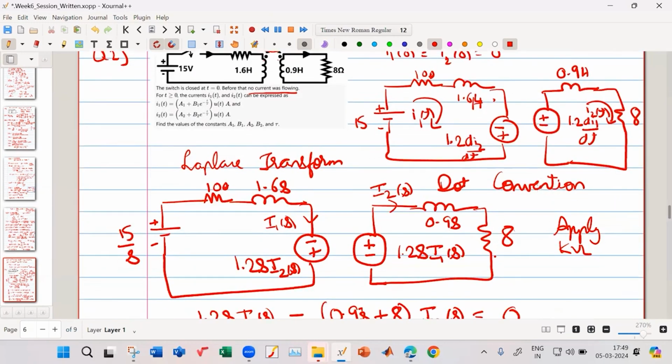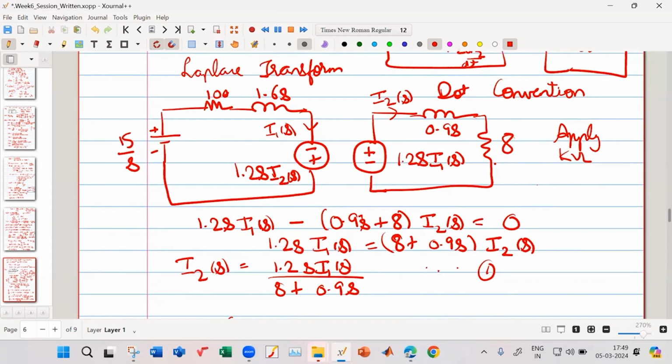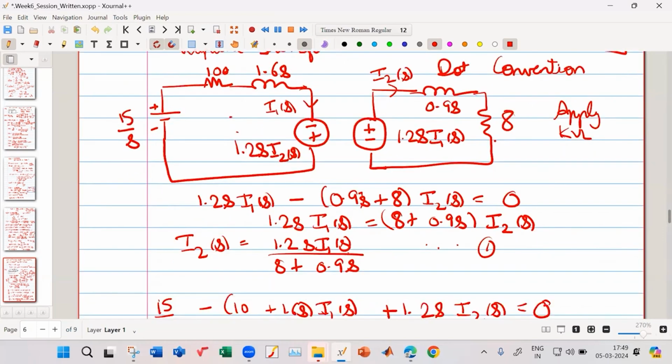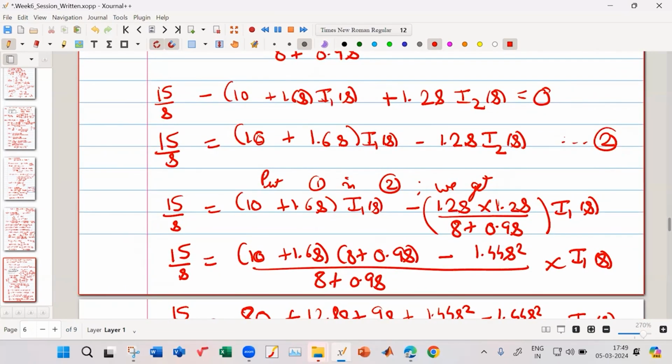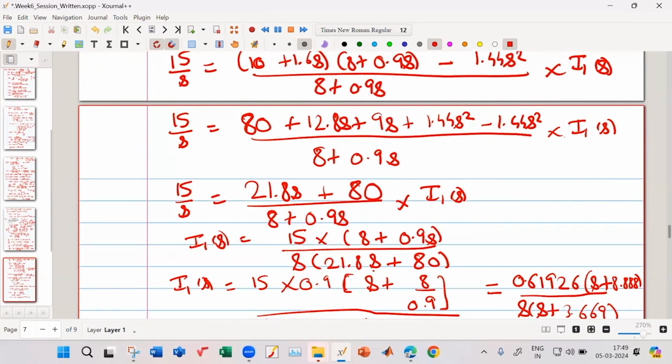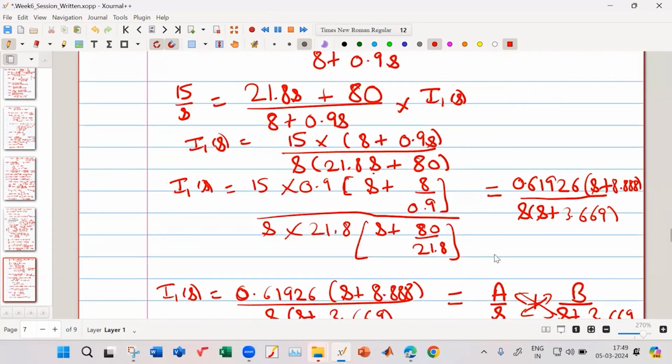Then what I did, I found out the Laplace transform of the equation. So 1.6 Henry becomes 1.6 S. 1.2 di2 by dt becomes 1.2 S into I2 of S. So I get two meshes. Then I apply KVL in mesh 2. And I find I2 of S in terms of I1 of S. Then I apply KVL in mesh 1. Then I substitute I2 of S in this equation. And I get I1 of S to be of this form.